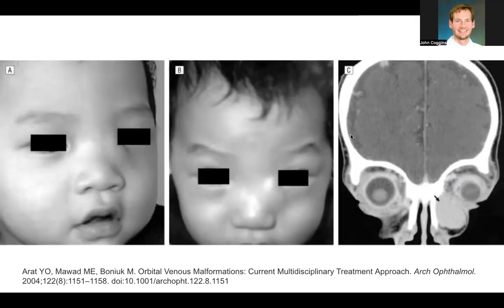This is an example. I think it's very helpful to kind of see. In part A, you can see a child with a left lower eyelid venous malformation. And in part B, he's doing a Valsalva maneuver, and you can see that the mass is larger, which would mean it's a type 2 or a distensible venous malformation. And then the imaging in part C.